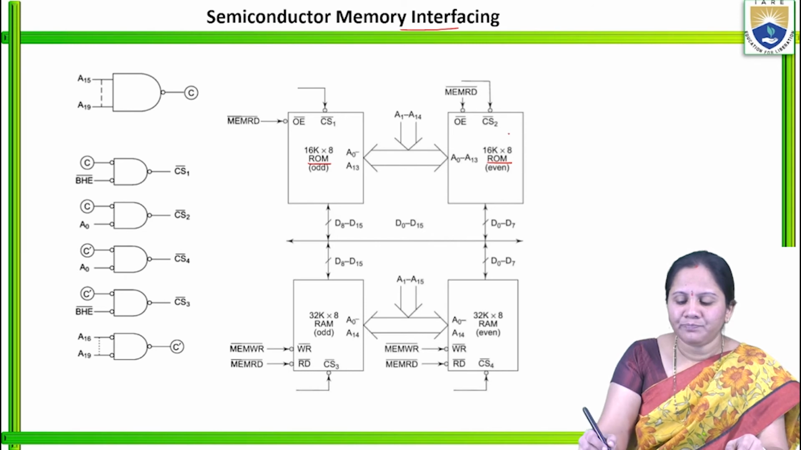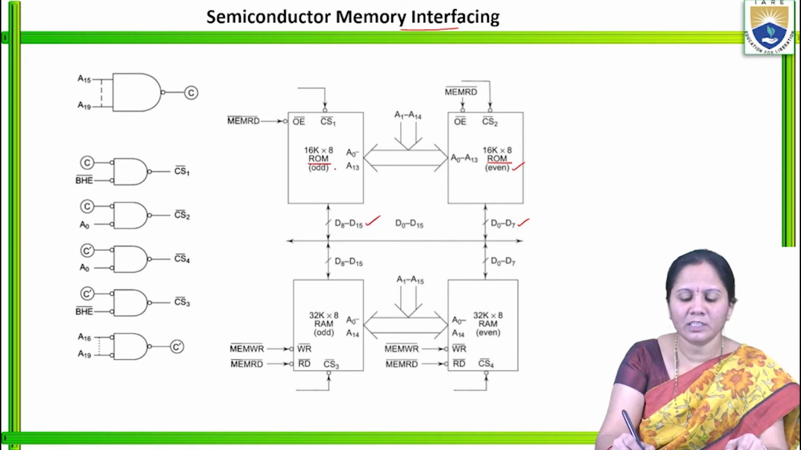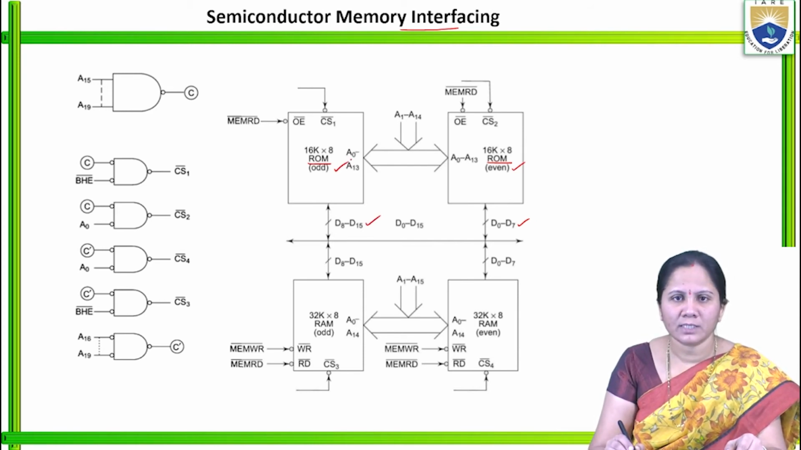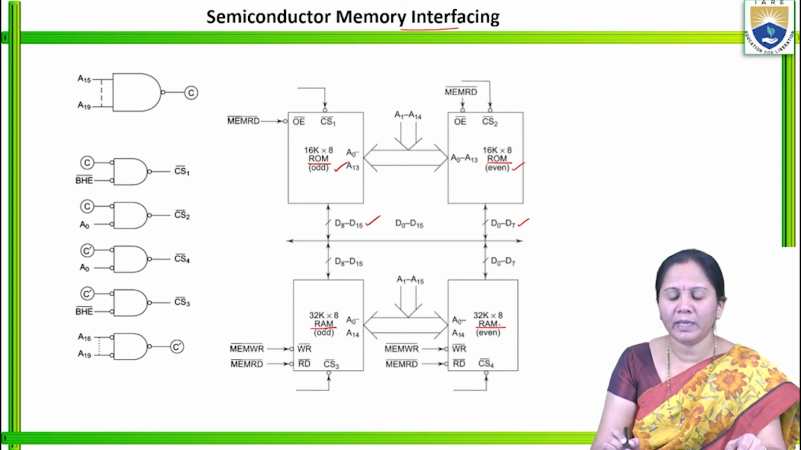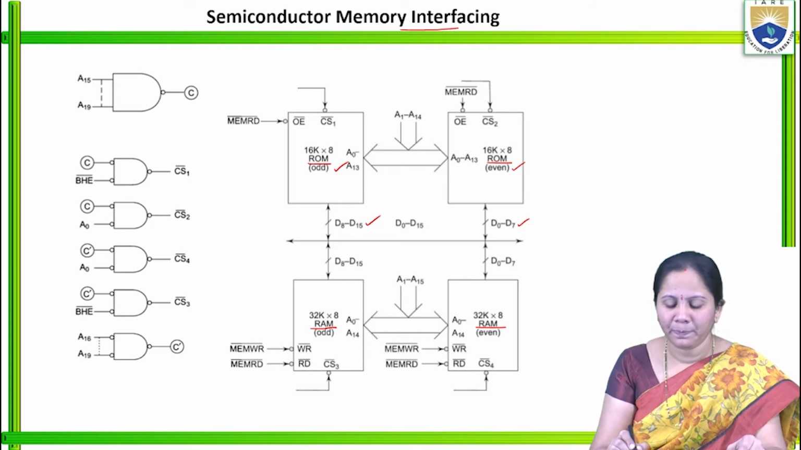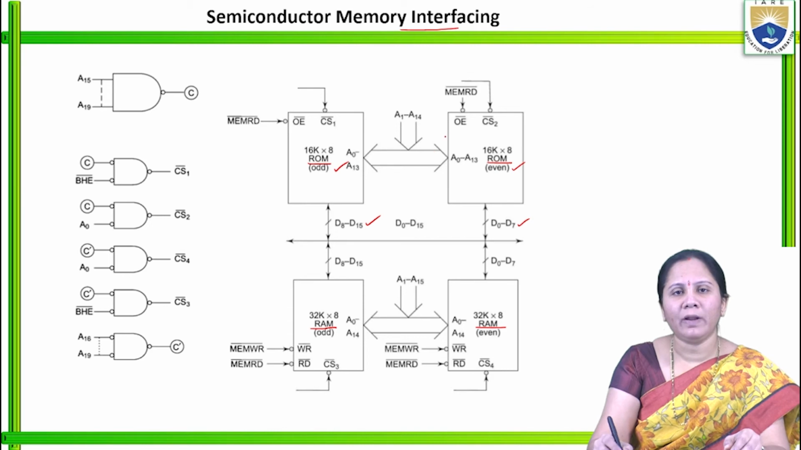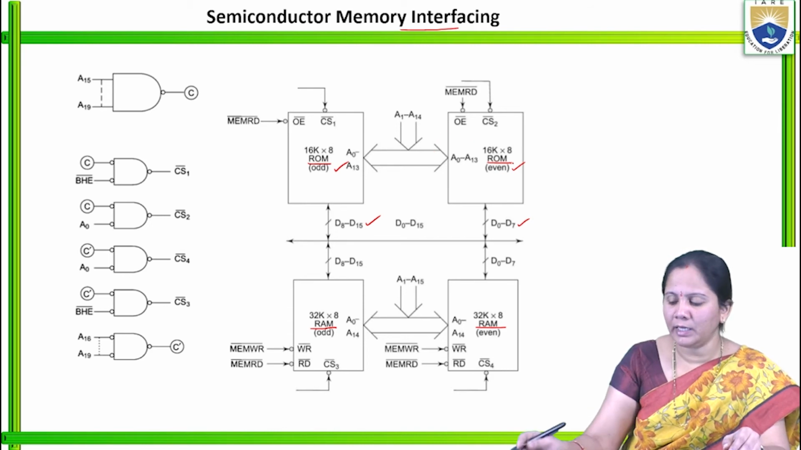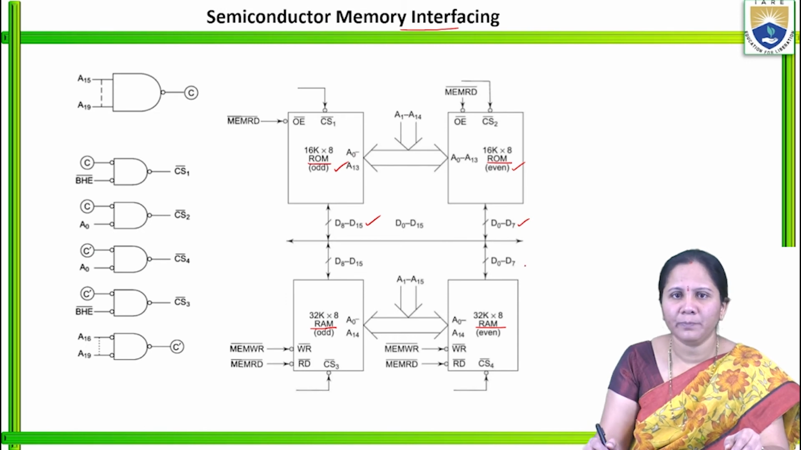Here D0 to D7 are the lower order data lines, which indicate the even address, and the higher order data lines indicate the odd address. Similarly, we have 32K by 8, 32K by 8 RAM, even and odd. In this case, the number of address lines we have used in ROM is 15.